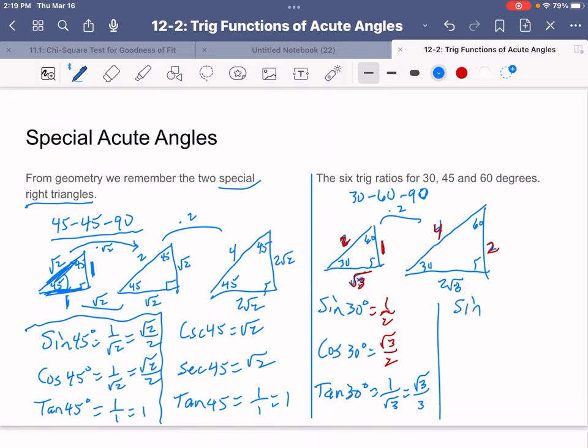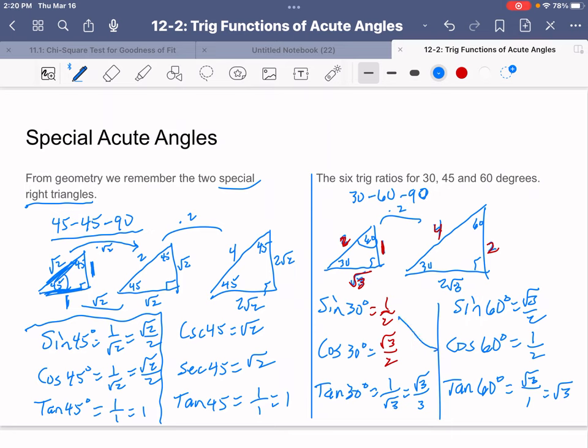Well, what about the sine of 60 degrees? Well, opposite the 60 is the square root of 3 over the hypotenuse 2. The cosine of 60 is adjacent 1 over hypotenuse 2. And the tangent of 60 degrees is opposite square root of 3 over adjacent 1, square root of 3. You might want to memorize those.